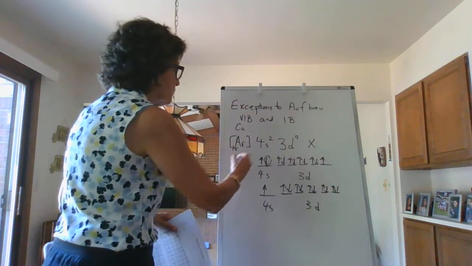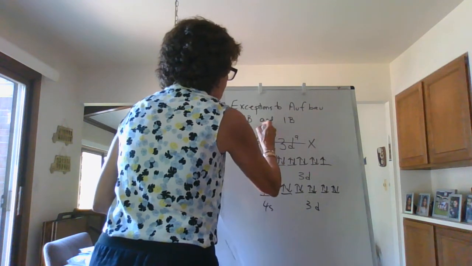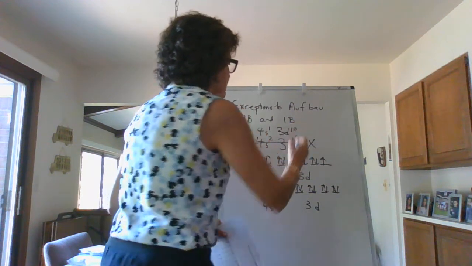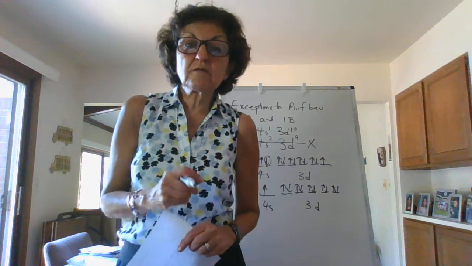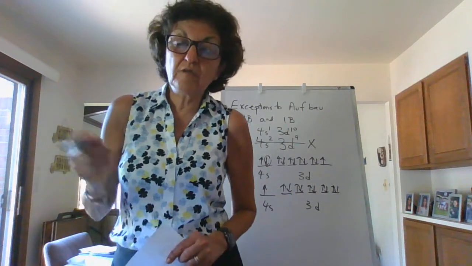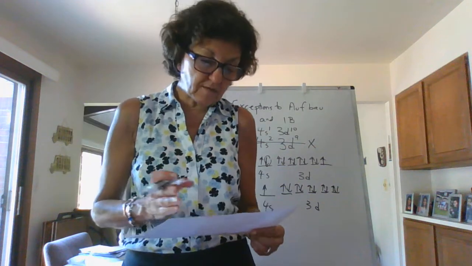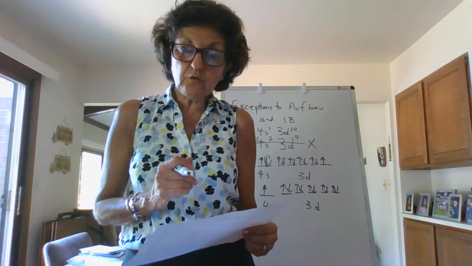So the electron configuration of copper is not 4s2, 3d9. It is 4s1, 3d10. Okay, that's the case. These exceptions for Aufbau, for the Aufbau building up principle, are, like I said, again, to repeat it for the gazillionth time, group 6B and group 1B.